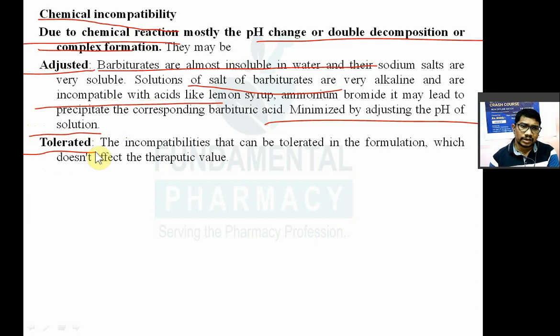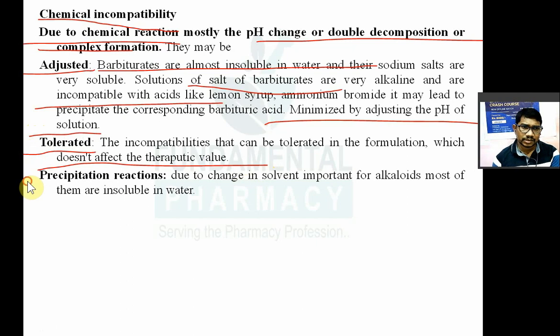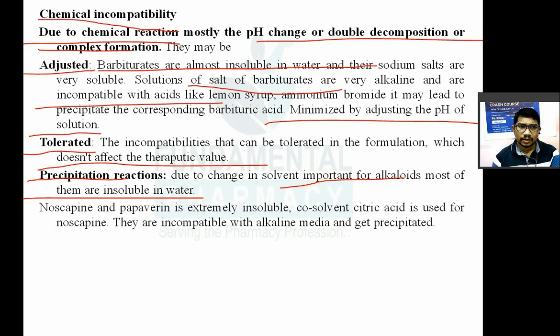Tolerated incompatibilities are those that can be tolerated in the formulation and do not affect the therapeutic value. Example, in a precipitation reaction, it may be due to change in the solvent. It is very important for alkaloids. Most of the alkaloids are insoluble in water. For example, noscapine and papaverine are extremely insoluble in water. That's why a co-solvent, citric acid, is used for noscapine to make the solution. They are incompatible with alkaline media, and if the solution becomes alkaline, they will get precipitated.